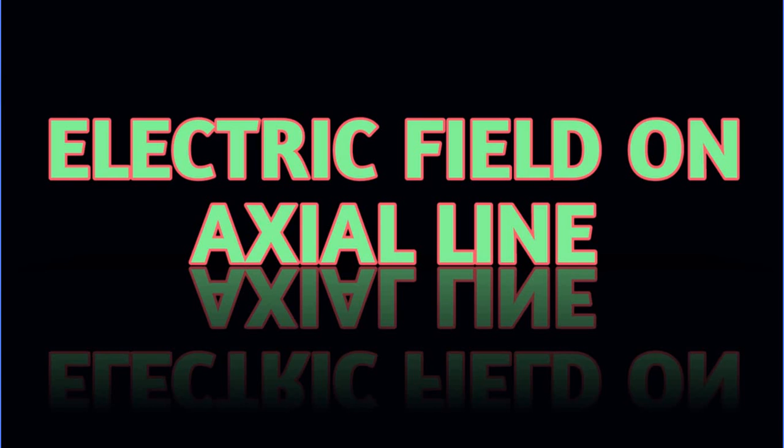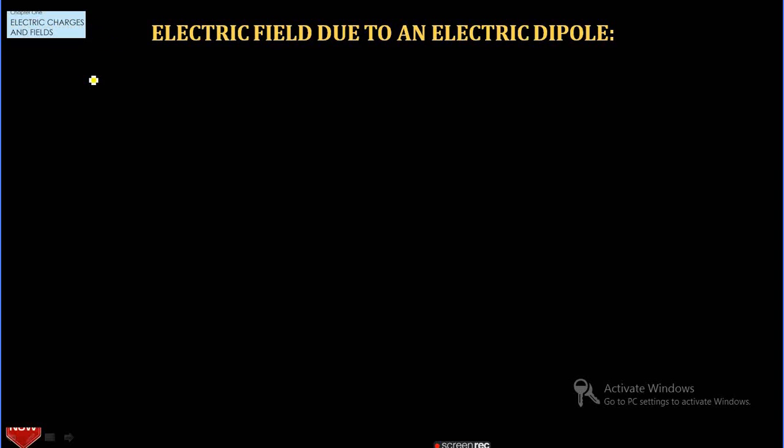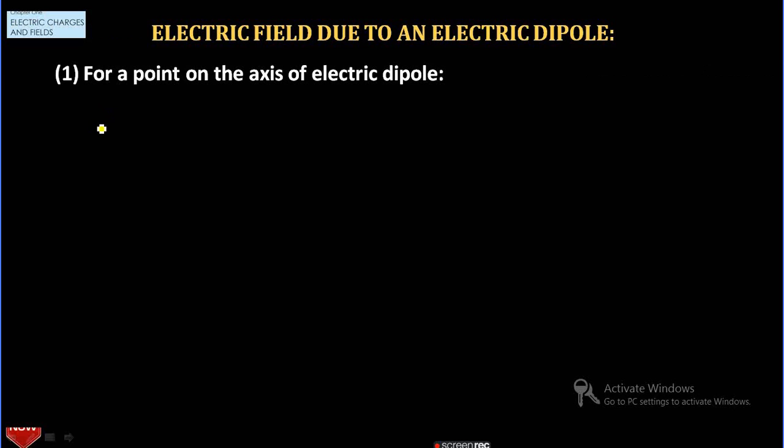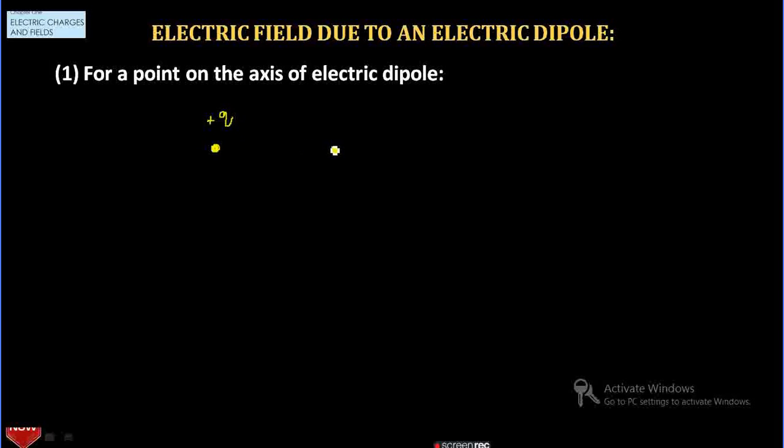Yes students, next we go for the electric field due to the electric dipole. Particularly, let us consider how to find the electric field at any point on the axis of the electric dipole. First we go for the diagram. Consider this as a plus q charge, and another charge is the minus q charge. This is the dipole axis. This is the center of the dipole. The length of the dipole axis is equal to 2a.